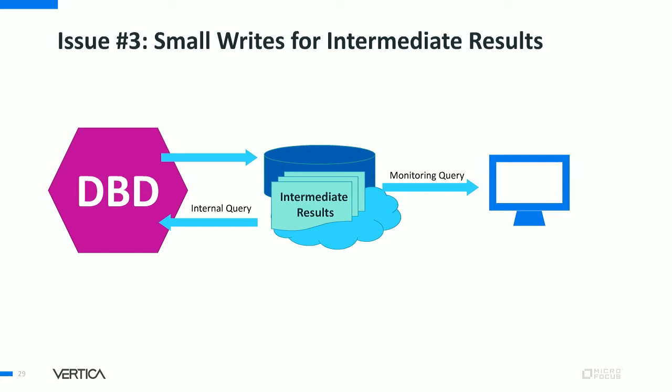For Eon mode, it's even worse because the tables are shared and on communal storage. So writing to the regular table means it has to upload the data to the communal storage, which is even more expensive and disruptive.